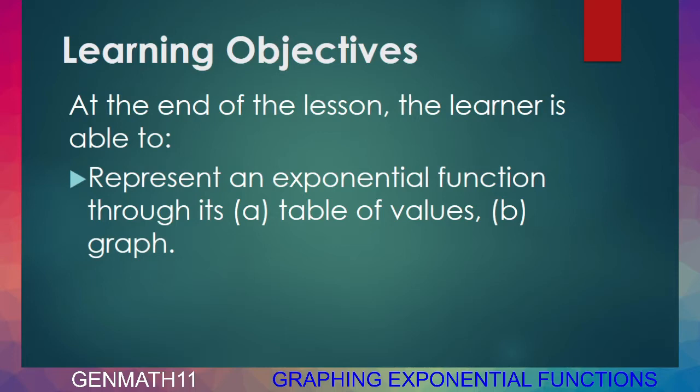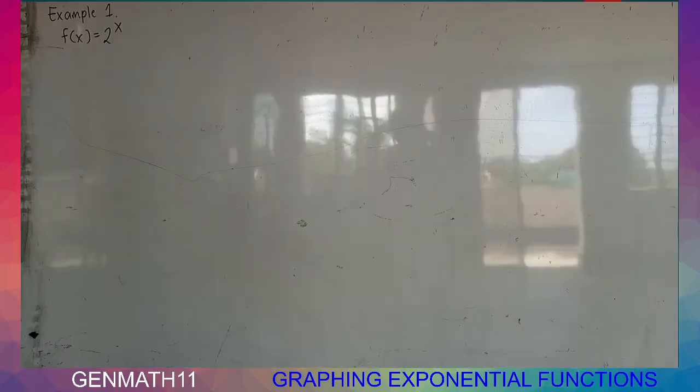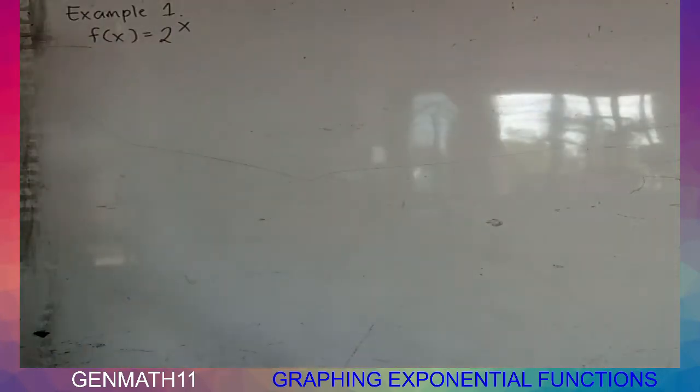Kailangan natin sa table of values na mga assumed values of x para makuha natin si value of y, para ma-graph natin sa Cartesian plane. So, magbigay tayo ng example. Example number 1, sketch the graph of f of x is equals to 2 to the x power. In order to graph this function, kailangan natin ng table of values. So, let's create a table of values.